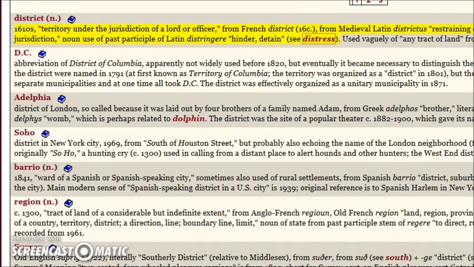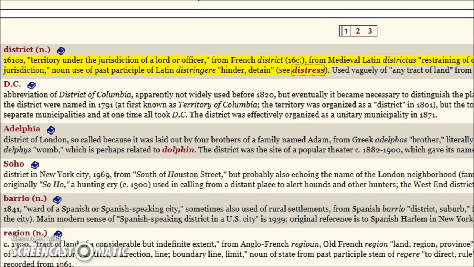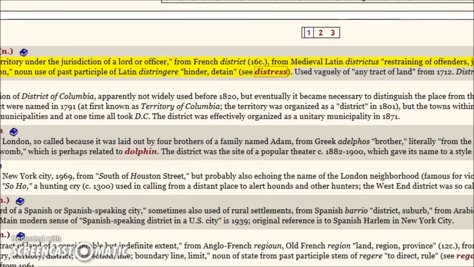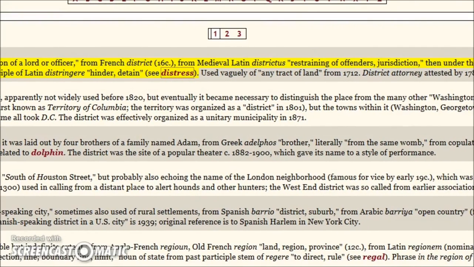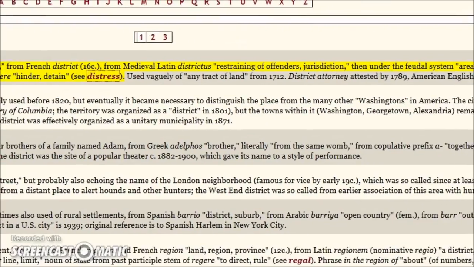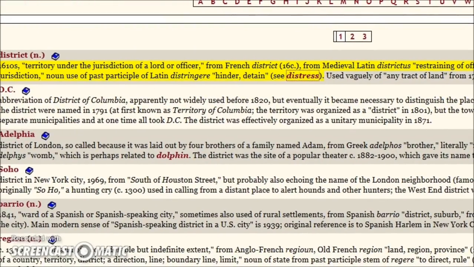So let's look at district. And when you say district, like district attorney, a district is a member of something greater. So the District of Columbia is a member of something greater than itself. So here we see district is territory under jurisdiction, the business of a lord or officer, from medieval Latin districtus, restraining of offenders' jurisdiction. Then under the feudal system, the area of jurisdiction. Noun use of past participle of Latin distringere, meaning to hinder and detain, see distress. So to hinder, detain, and distress a dove. What the heck does that mean?